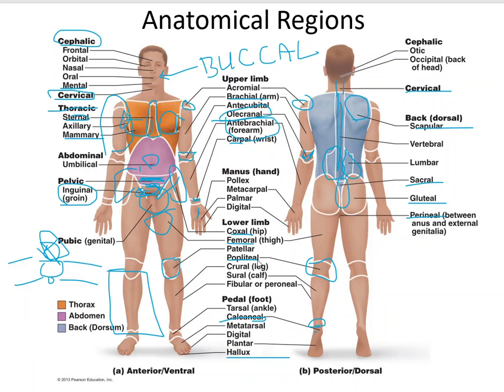Pedal, as in gas pedal or bike pedal, is the foot. Plantar is the sole of the foot. The bottom of the foot is the plantar. Sural is going to be just this part, that muscular hump on the very back of your leg, the calf. That's called the sural, S-U-R-A-L. And then the tarsal region is your ankle. That's tarsal.